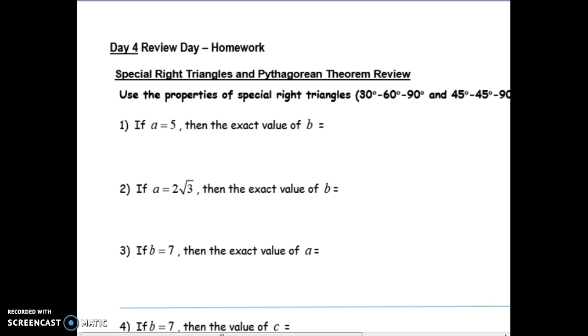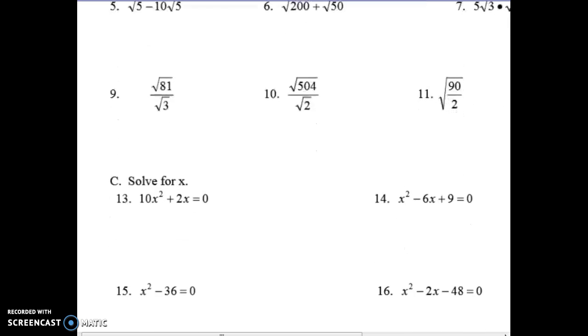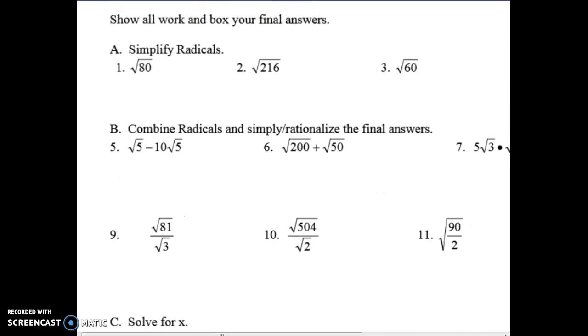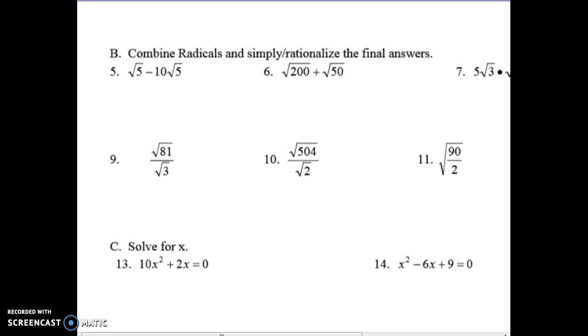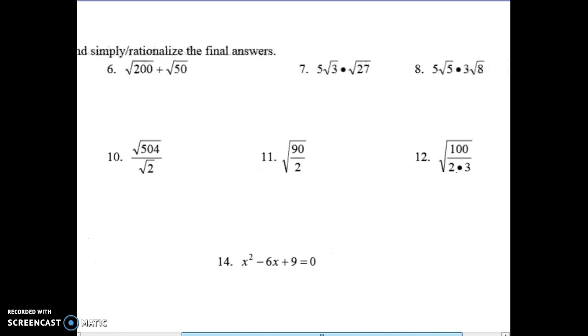Let's go with an algebra review if we can find one of those. Here we go. These will be fun. All right, so let's go ahead and we'll start off with some radical stuff.